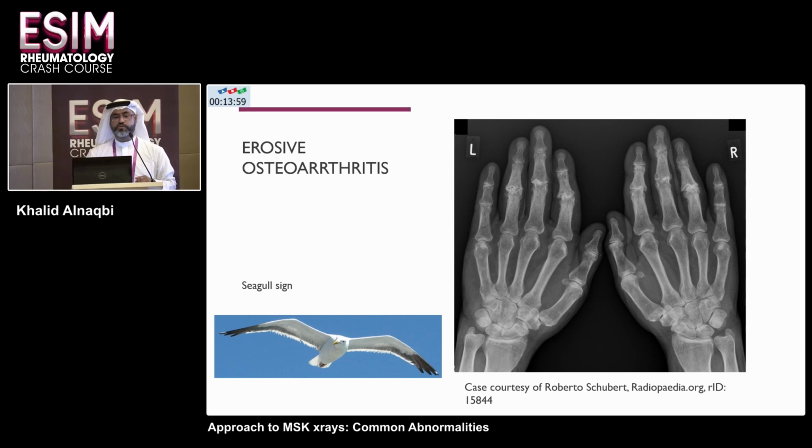But knowing the erosive osteoarthritis is critical. So remember, seagull sign, central stenosis, central erosion, and like a seagull in here. It's mostly on the distal interphalangeal and proximal. It doesn't come in the metacarpal or here.